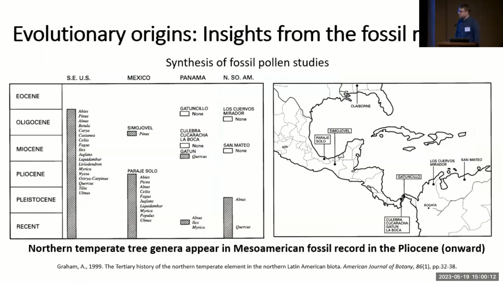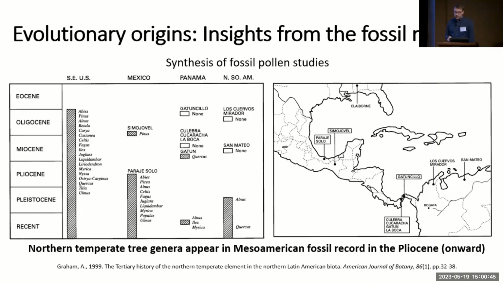And what he generally found is that a lot of the common genera that you find in Eastern North American forests have been present in the southeastern US since the late Eocene, but they don't appear in Mesoamerica until the Pliocene. So this suggests two things. One, a generally north to south migration pattern of these lineages from Eastern North America to the Mesoamerican highlands, and two, that this disjunction wasn't formed until after the Miocene.